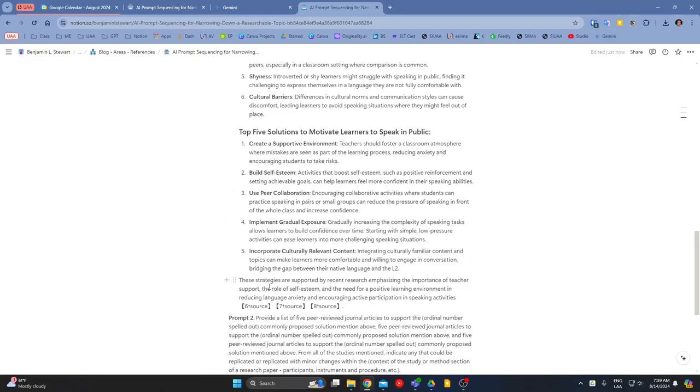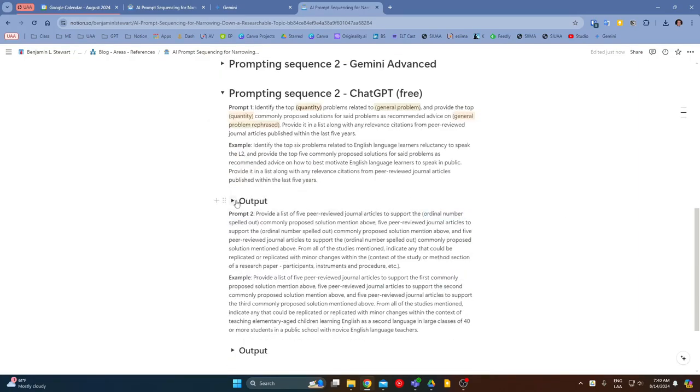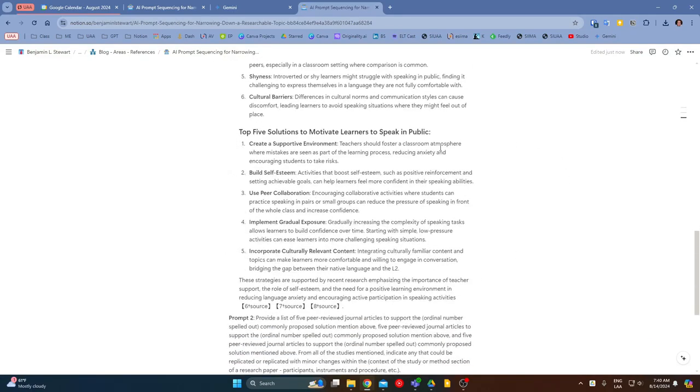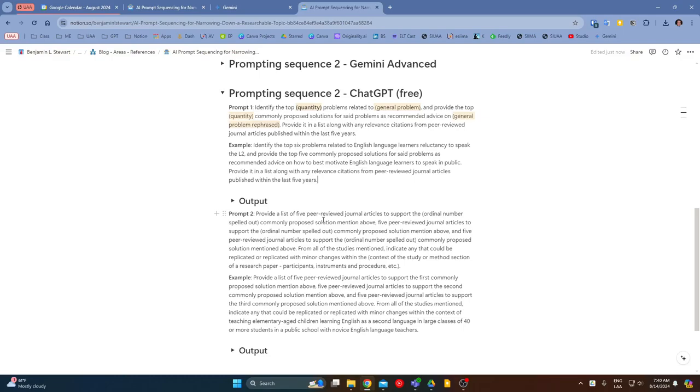So you'll see here I have a list of 5 solutions, and from this list, let's say that I choose the first 3 as possible solutions that I want to research, that I want to read more about, and ultimately write about. So based on the output, I'm going to now create a second prompt as follows. Provide a list of 5 peer-reviewed journal articles to support the, and then I have here the ordinal number spelled out. So first, second, third, fourth, or fifth, depending on the output. So again, what I'm referencing in this second prompt is I'm trying to focus on which of these 5. So again, I'm focusing on the first 3. So the first is, I'm going to say the first solution, and this is what's going to be included in my prompt. So provide a list of 5 peer-reviewed journal articles to support the first commonly proposed solution mentioned above.